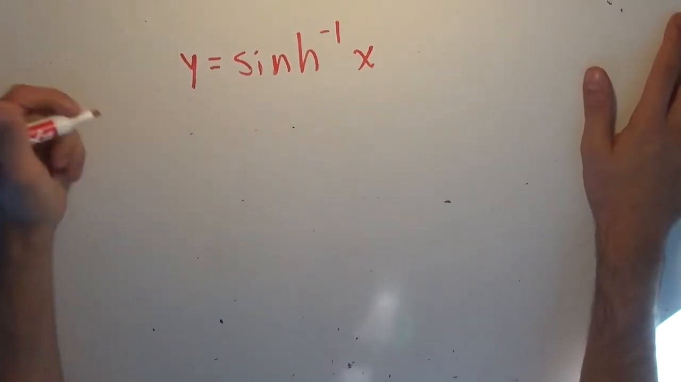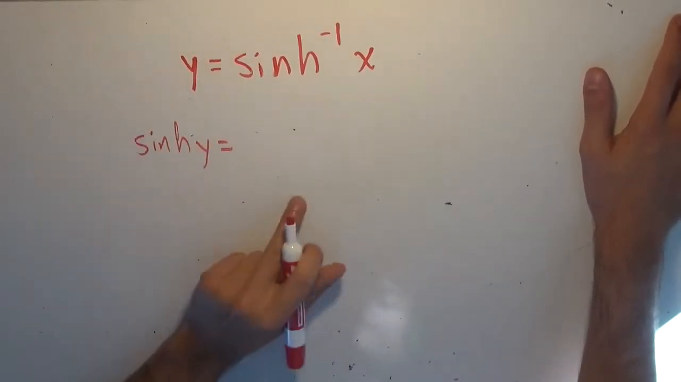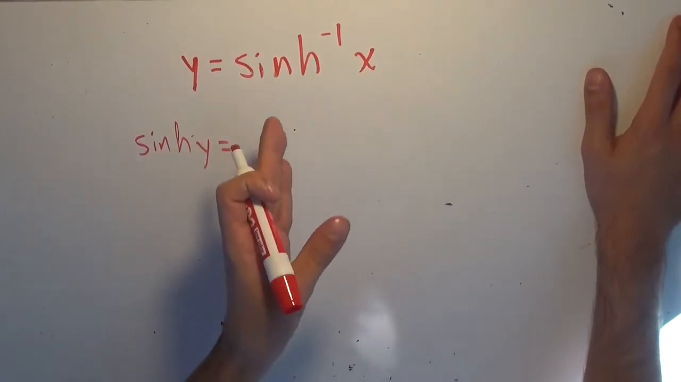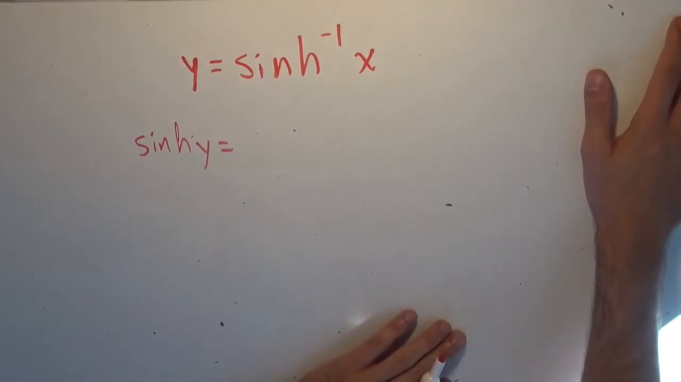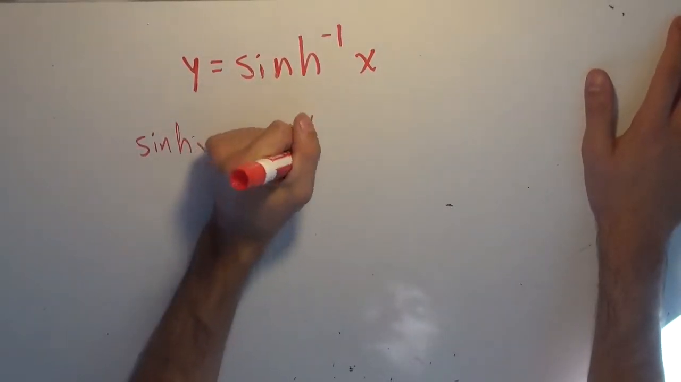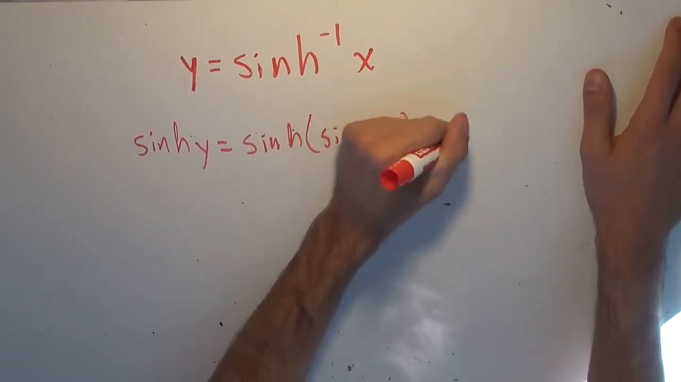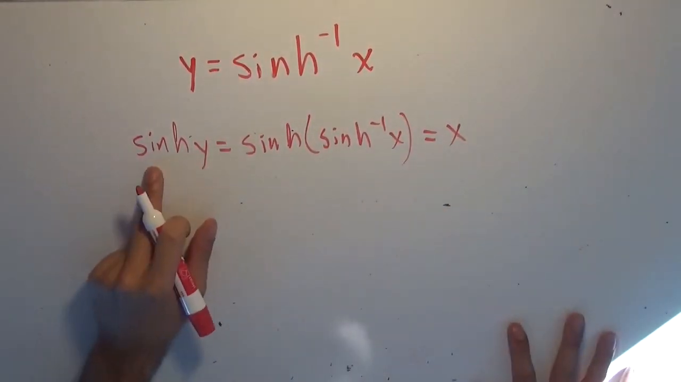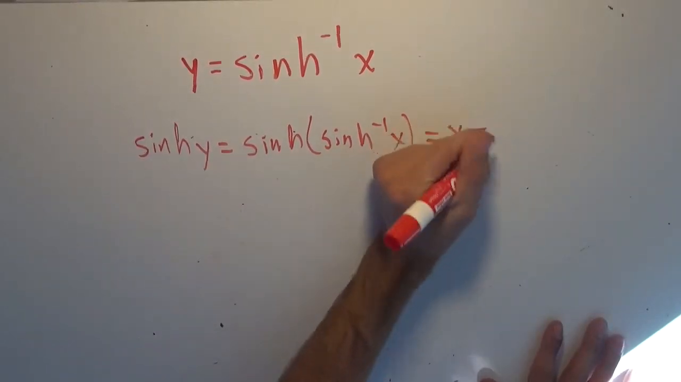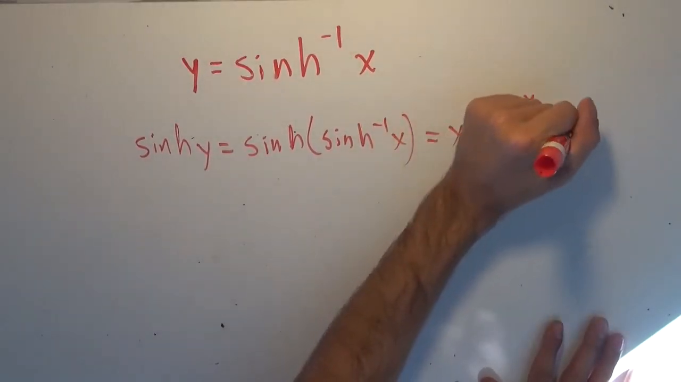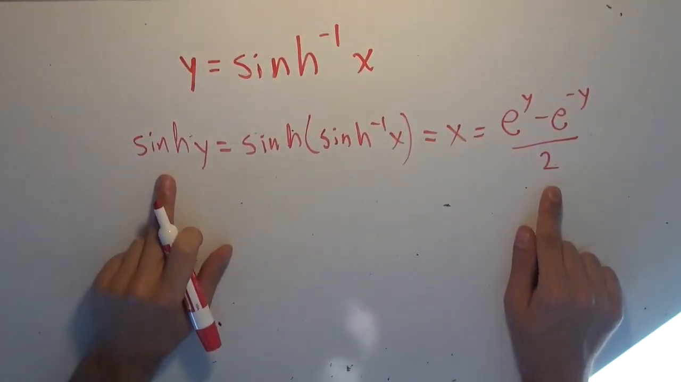So what we're going to do is take the hyperbolic sine of both sides. So we get that the hyperbolic sine of y is equal to, now what happens when you take a function applied to its inverse? Well, they cancel and you just get the input back. So essentially we've got the hyperbolic sine of the inverse hyperbolic sine of x, which is just equal to x, right? But we know what the hyperbolic sine of something is equal to. From its definition, we know that this is equal to e to the y minus e to the negative y all over 2, right? That's what the hyperbolic sine of y is.